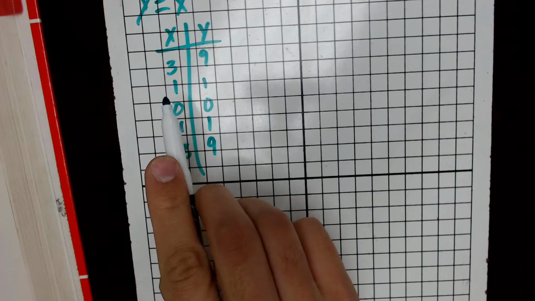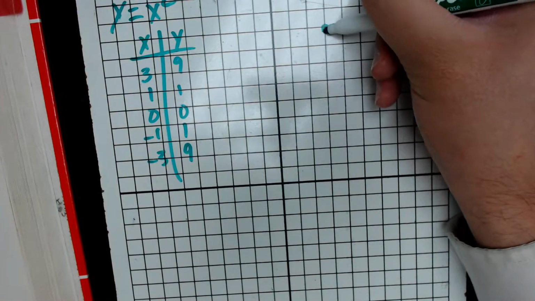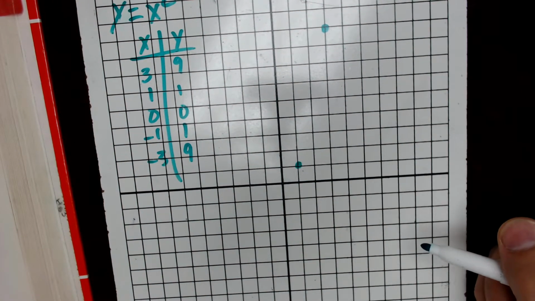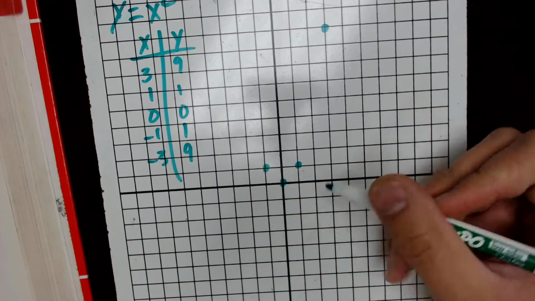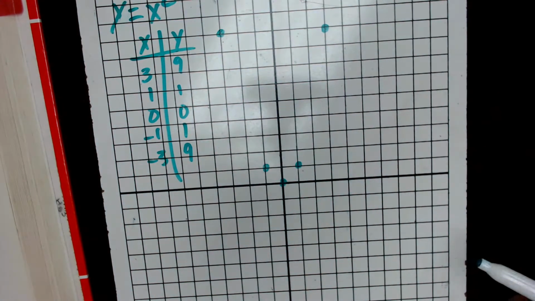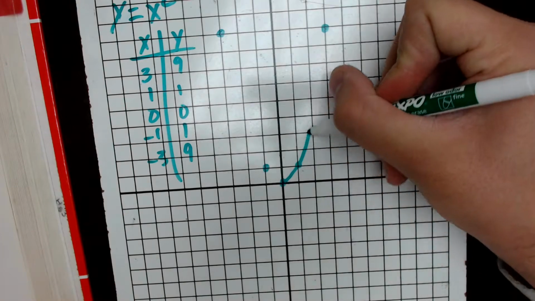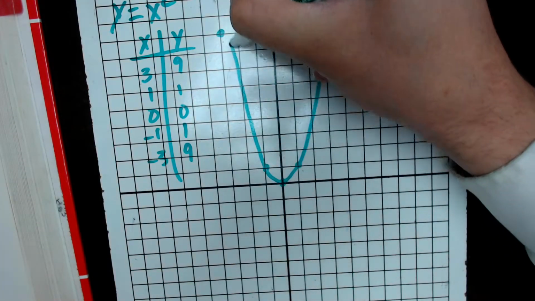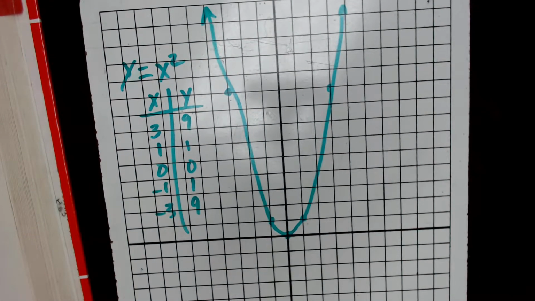So when we go to graph these points, we'll see 3 and then 9, so that's one point right there. And we have 1, 1, that's another point, 0, 0, then -1, 1, and lastly, -3, 9. Right? So you can see how this would give us the shape of our graph, because it's a curved line that goes up like this. So that gives us the shape of the parabola.